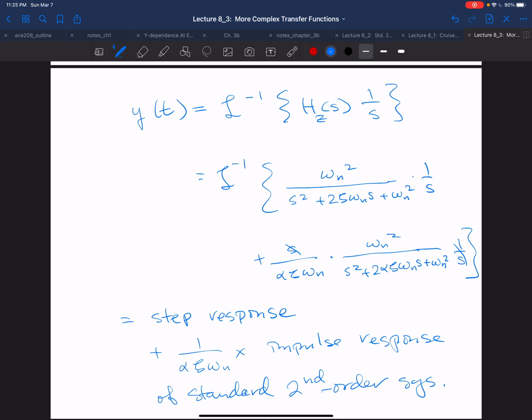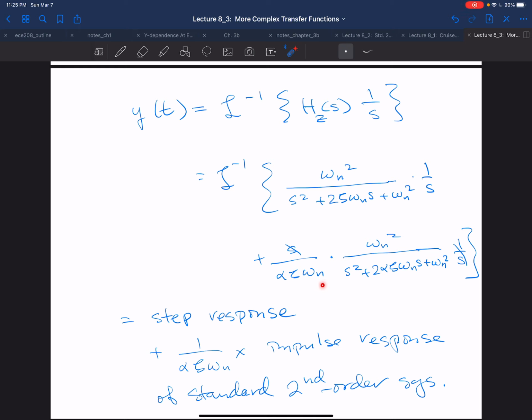So that's what we end up with. Of course, the zero gave rise to this additional term s over alpha zeta omega n. We know that multiplication by s in the Laplace domain, in the case where all initial conditions are zero, corresponds to differentiation. So that's why it turns the step response into an impulse response. And then we're dividing by this alpha zeta omega n.